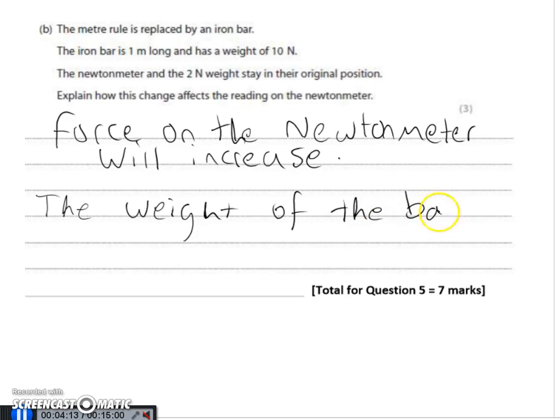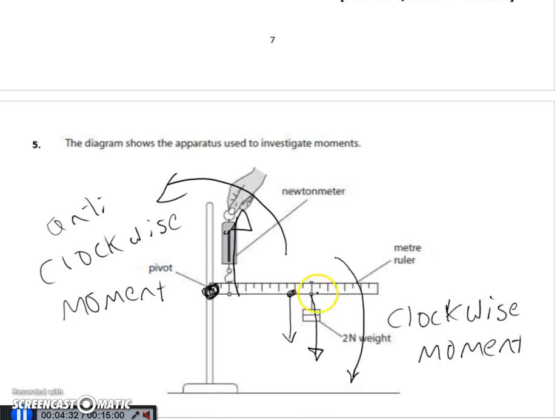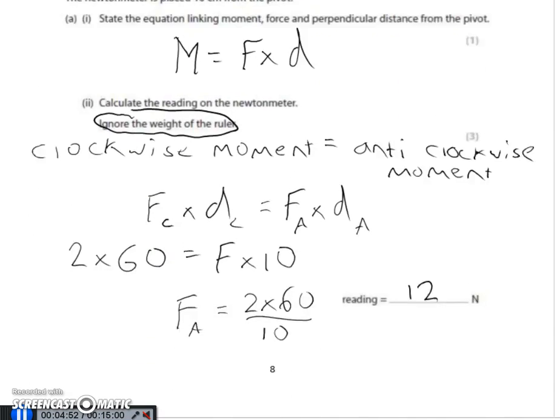And what we're going to say then is the weight of the bar, sorry, produces an additional clockwise moment. So we already had 1 clockwise moment. That was due to the 2 Newton weight. Now we've got a second moment too. So we go back to our diagram. We had the 2 Newton weight producing a clockwise moment, and now we've got the mass of the bar producing a second clockwise moment. Now because we've got 2 clockwise moments, we're going to need an even bigger anti-clockwise moment in order to balance them.